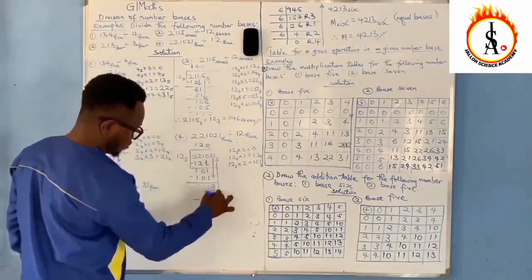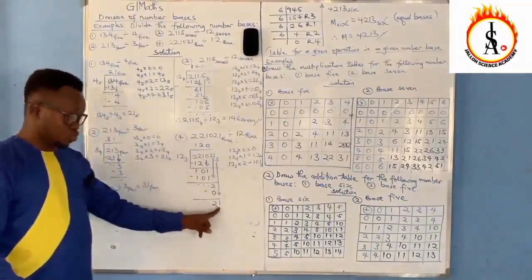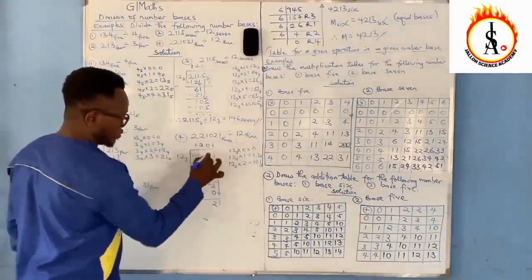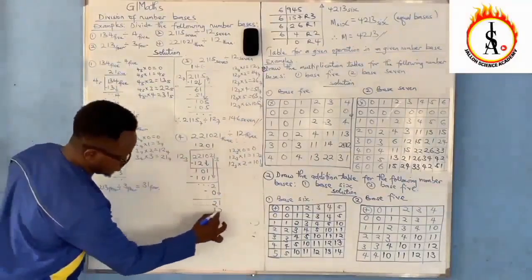We bring this 1 down. 1, 2 into 2, 1. So we say is 1 times. 1 multiplied by 1, 2 gives us 1, 2.